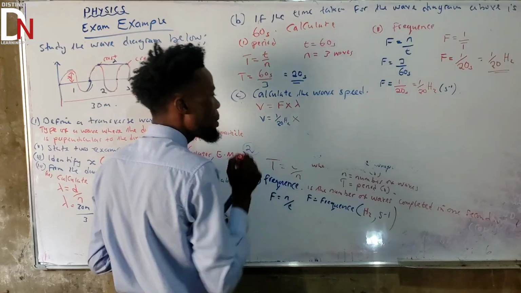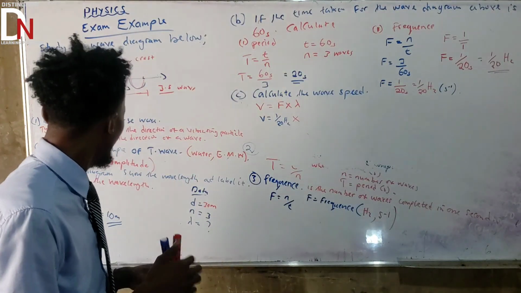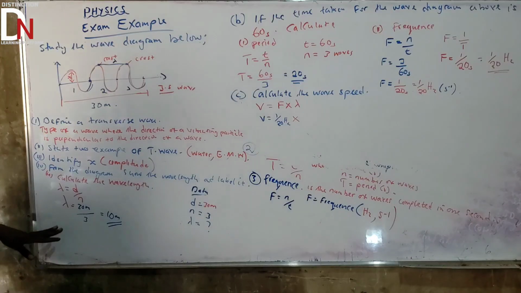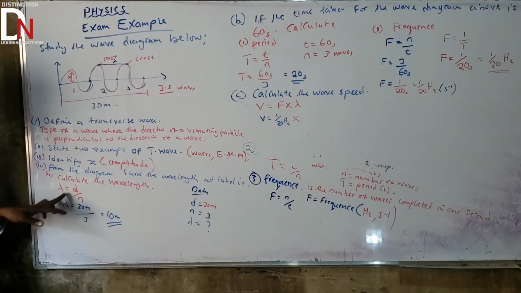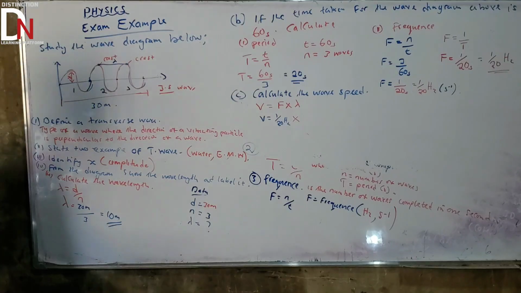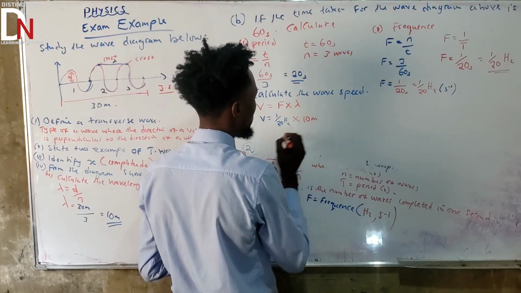Now remember, what was our wavelength that we solved? You come back here. So what is the wavelength that we solved here? As you can see, this is the wavelength that we solved. What was the answer for the wavelength? It was 10 meters.